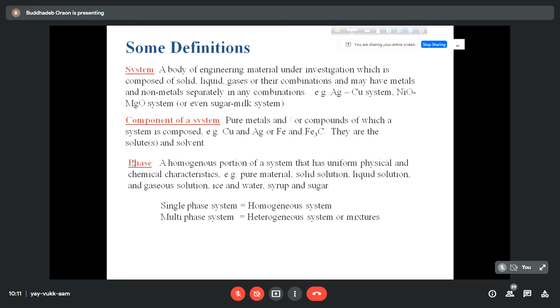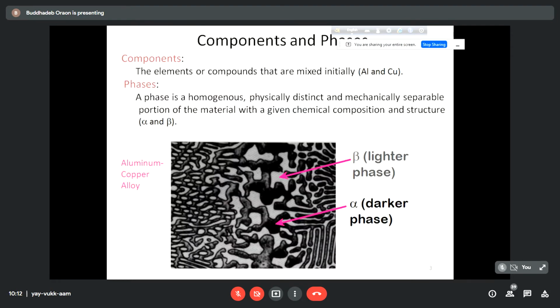Then comes the phase. You know what is a phase? So phase is basically a homogeneous portion of a system that has uniform physical and chemical characteristics. It can be pure material, solid solution, liquid solution, gaseous solutions, like that. There can be a single phase system when you are considering about the single substance, or there can be a multi-phase system. So here mostly we'll be discussing about the multi-phase systems, definitely consisting of two or more components. So multi-phase systems and single phase systems.